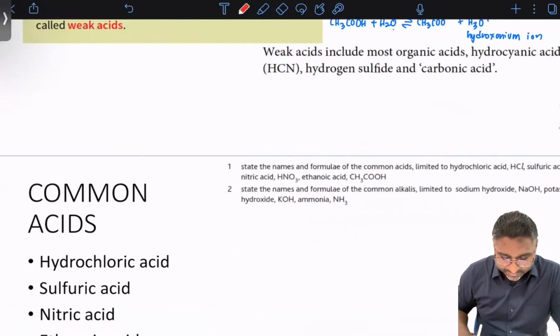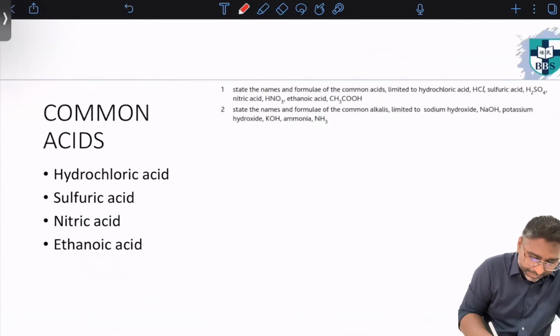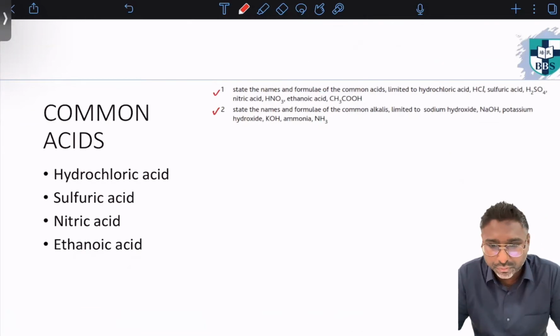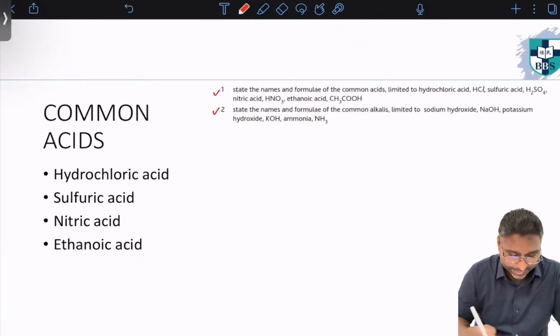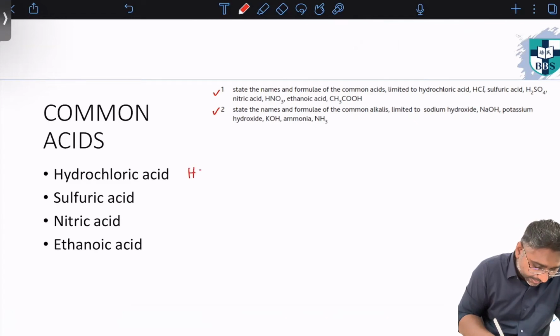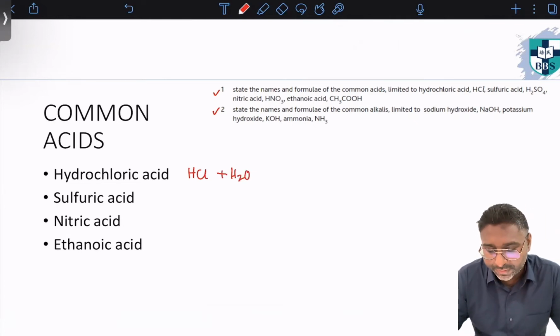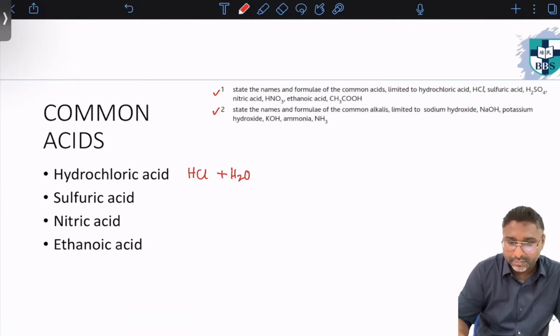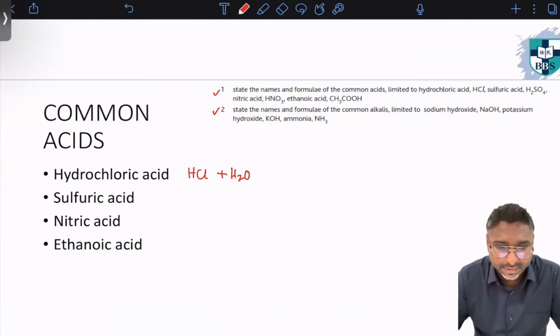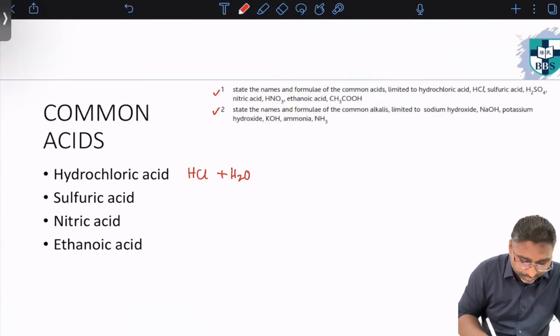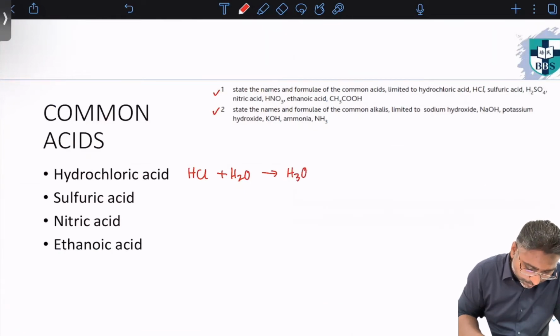Now the common acids, of course, are stated in your syllabus, so I will go through the common acids and the common alkalis. The common acid is hydrochloric acid, HCl. When I write the equation, I will use H2O in everything now, because I think you can do the dissociation easily. So this one is going to give H3O plus and Cl minus.